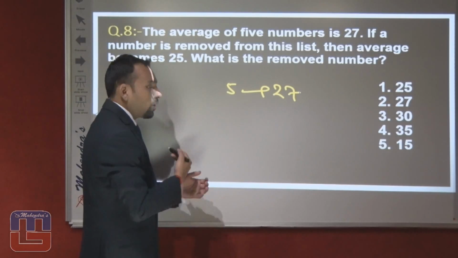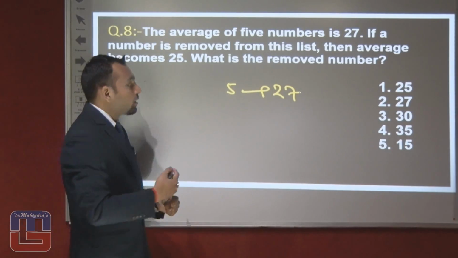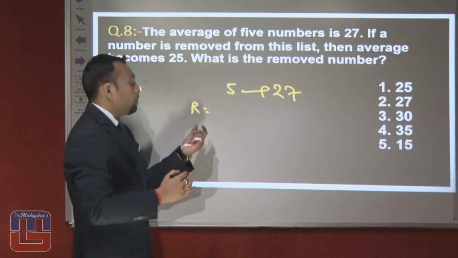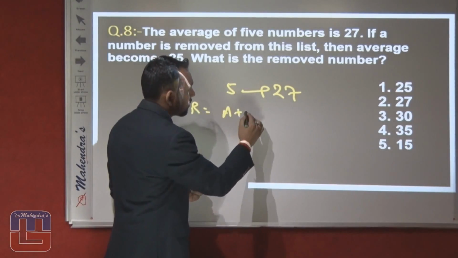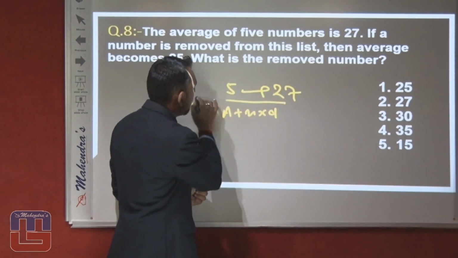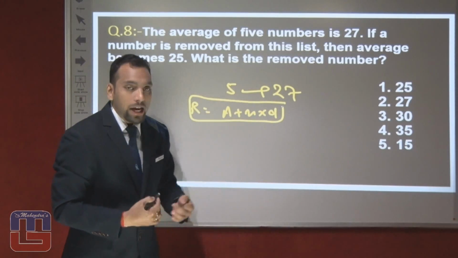So I'm giving you a formula. You can say the removed number, or the excluded number, and you can denote it by R. For the removed number, the formula is A plus N into D. This is the trick of this type of question: A plus N into D.